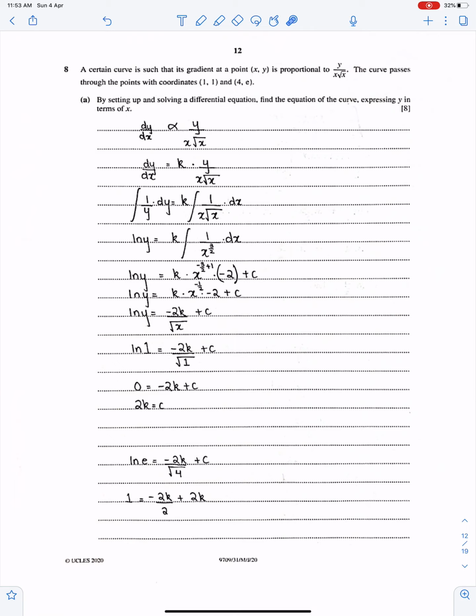Differential equation, given that the gradient is proportional to this, that means dy upon dx is proportional to this, so dy upon dx is k times this. Now separate the variables, bring dx here and y here. This will become x power minus 3 upon 2 in the numerator, and you can easily integrate this and use this point and this point for the values of k and c.